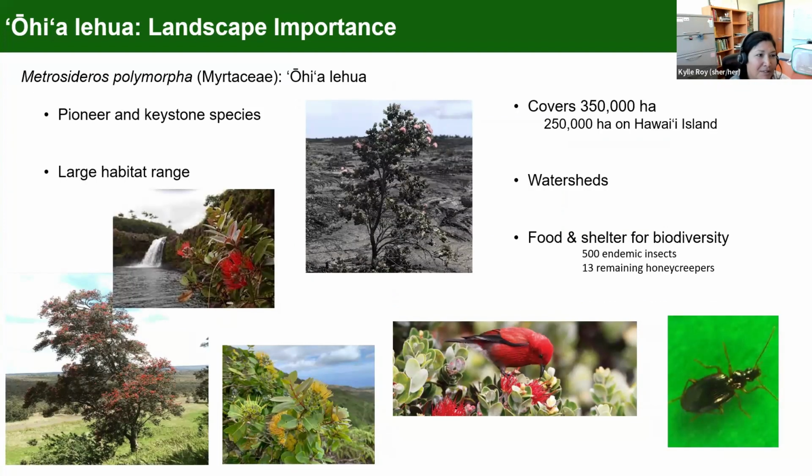ʻŌhiʻa lehua are also super important to the landscape. Within Hawaii, it covers 350,000 hectares, 250,000 of that is on Hawaiʻi Island. They're the first tree to colonize the lava flow. They're the keystone tree species, so many other species depend on them to survive. They create Hawaii's watersheds. They can be found from sea level to tree line. They're just super important.